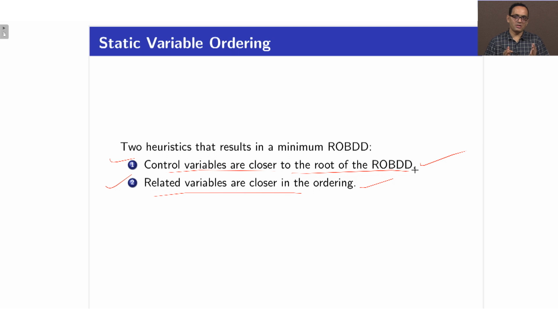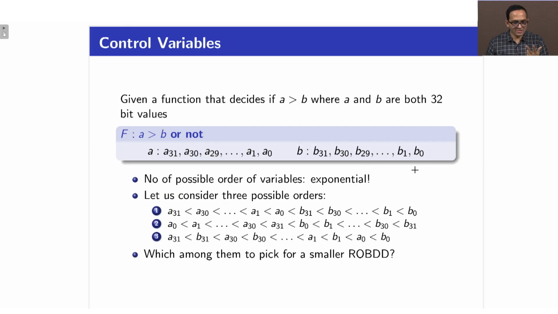I will show what I mean by control variable order, or keeping them closer to the root, and what about the relative variable order. So, let us take the control variable case for this comparator. In the previous class, I showed you how to construct the ROBDD of a 2-bit comparator. So, in general, think that I have two numbers which are 32-bit and I have created the comparator A greater than B.